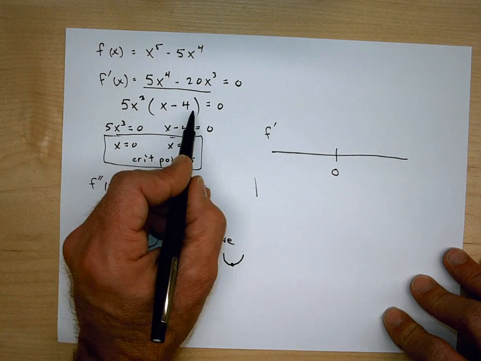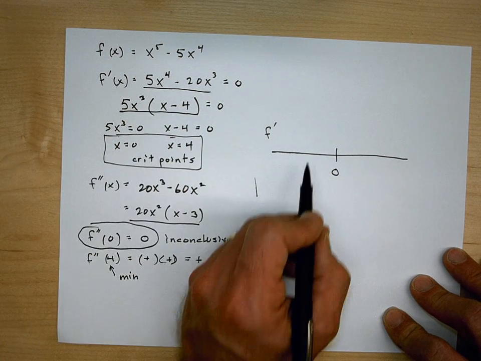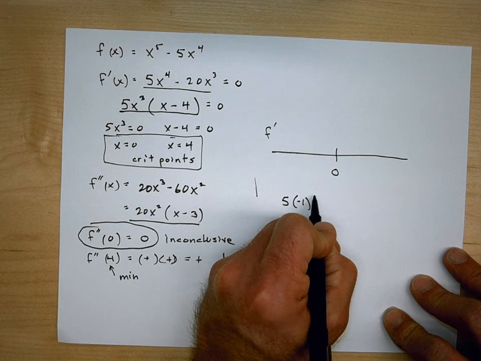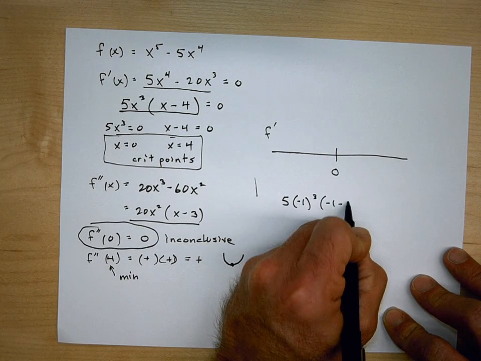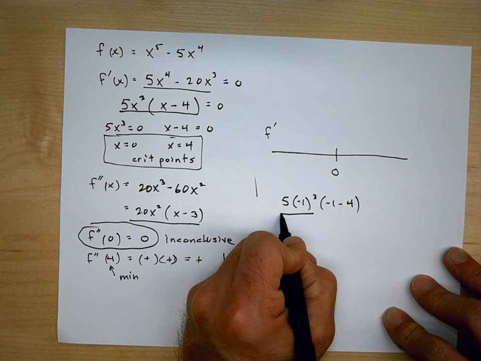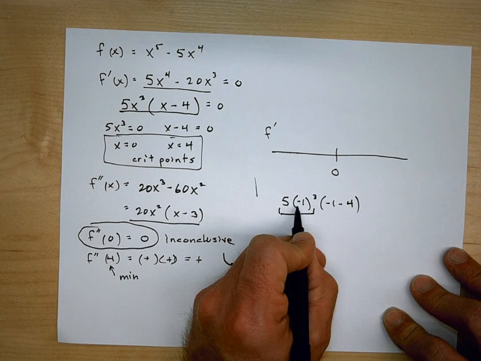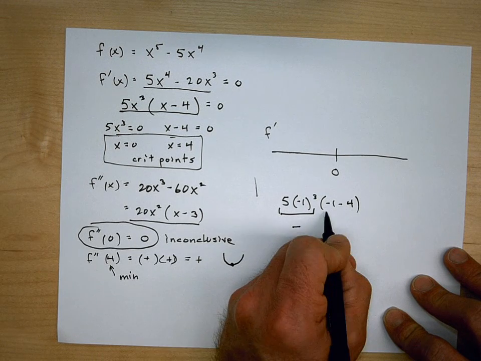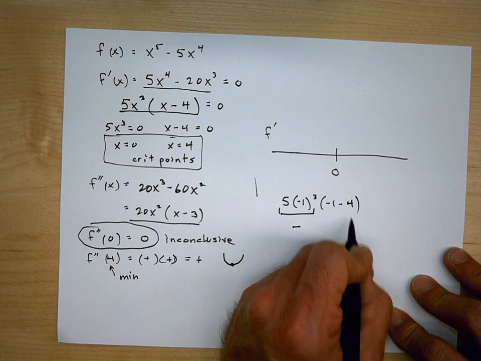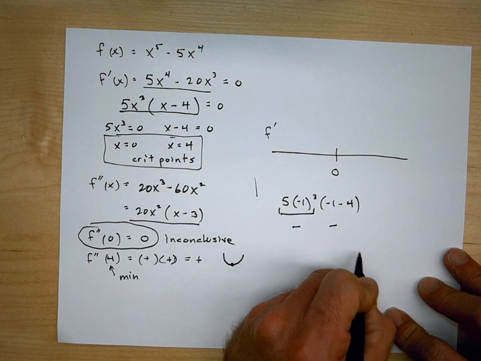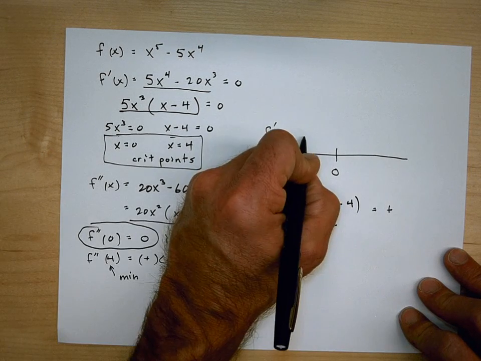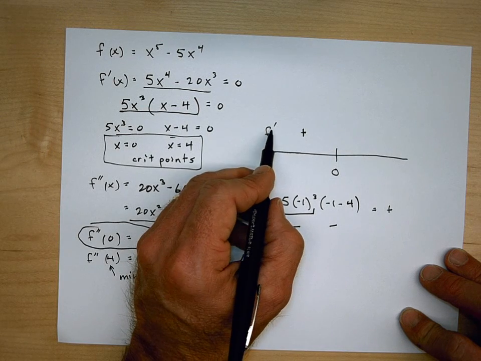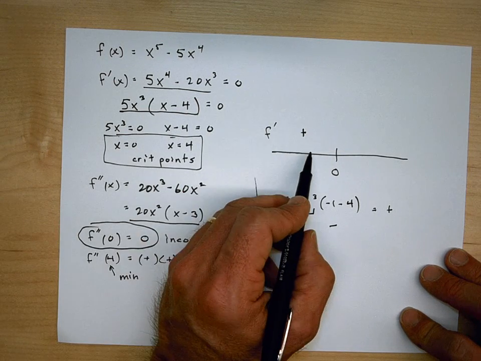So let's come back up to this right here, and let's try -1, right? So if I have 5 times -1 cubed times -1 minus 4, well, this piece right here is going to be negative, right? Because -1 cubed is -1 times 5, so that's negative. And clearly here, -1 minus 4 is also negative. So the product of two negatives is a positive. So the first derivative is positive here. That means our function is increasing, right?